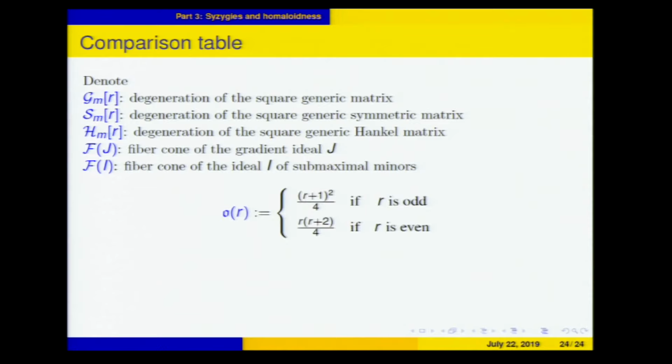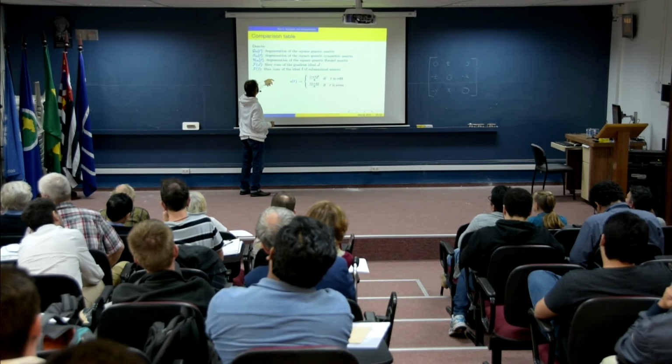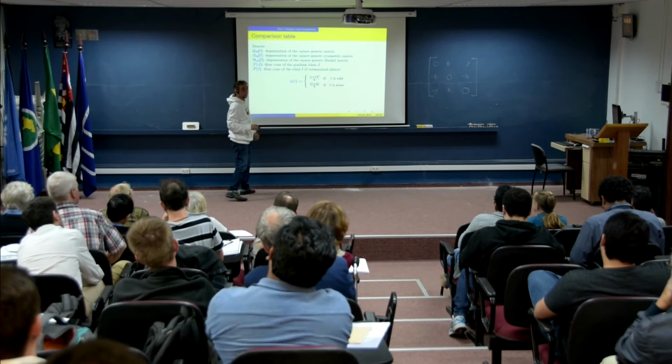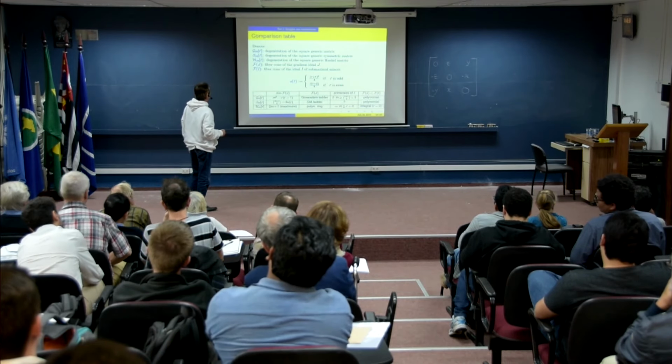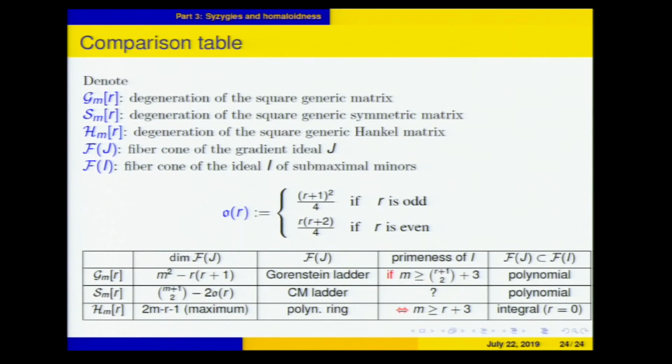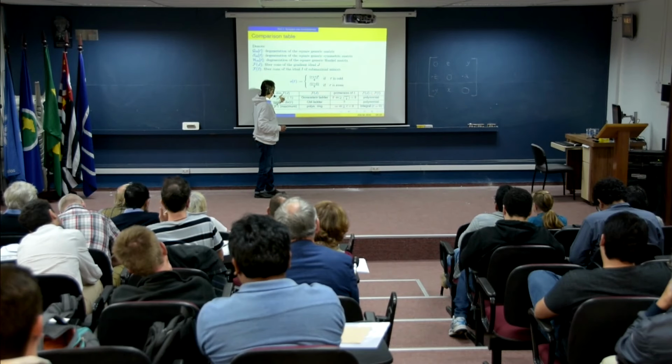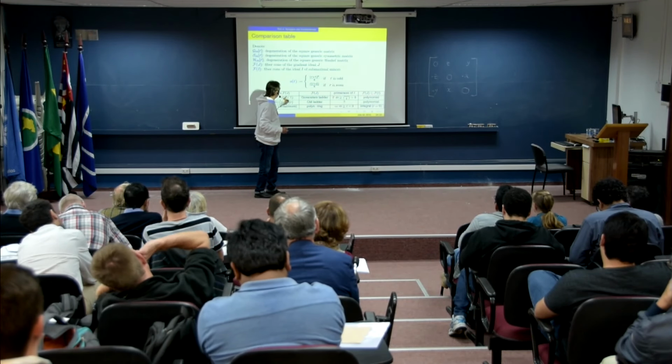And now I introduce this integer, which is defined this way. I don't have time to explain, but it will be the integer that you need to compute the number of specializations in the case of the symmetric matrix. So here's the comparison. So here are the types. Here's the dimension of the fiber cone, the polar fiber cone.